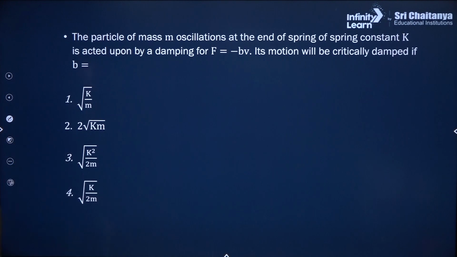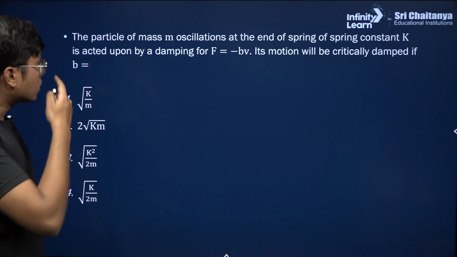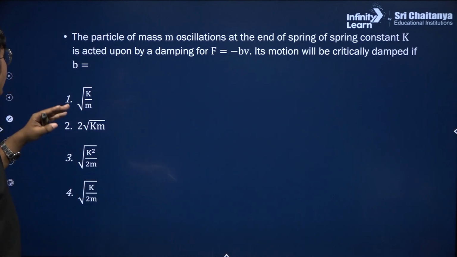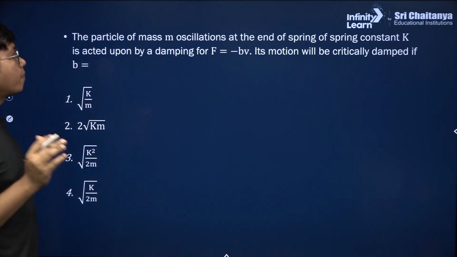Okay. Next, the particle of mass m oscillates at the end of a spring constant k and is acted upon by a damping force F is equal to minus bv.